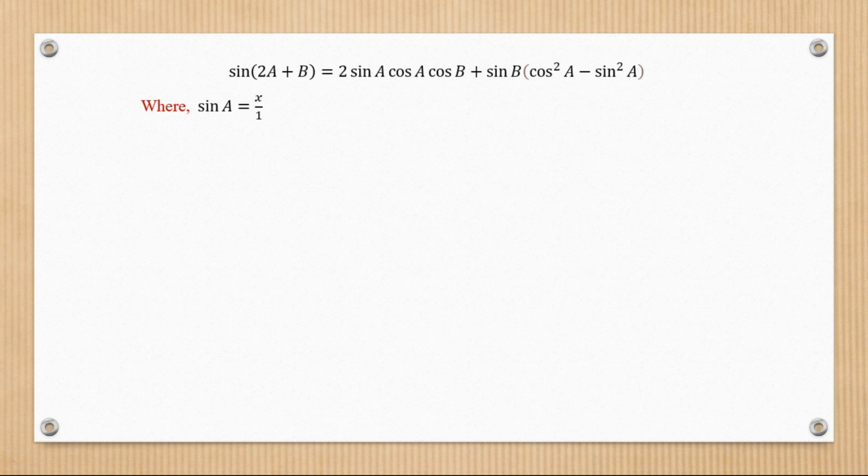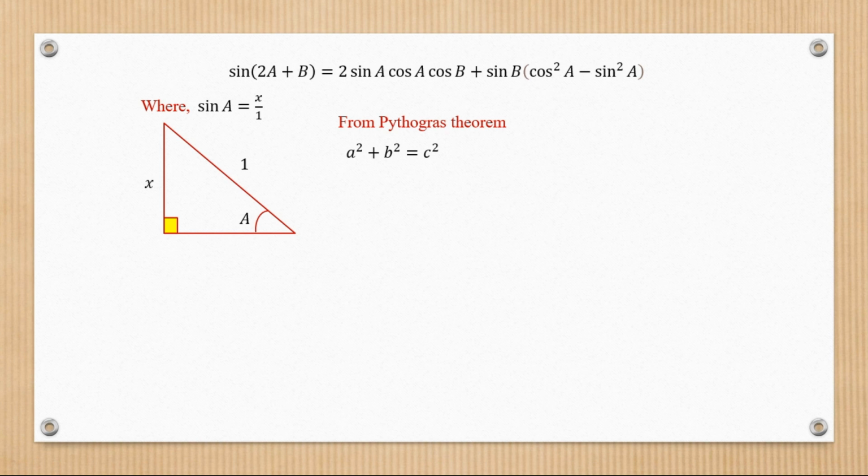So now where sine of A is x, remember that we can represent that as x over 1. Now in a right angle triangle, where we have an angle A, because sine of A means opposite over hypotenuse, it will mean that the opposite is x and the hypotenuse is 1. So from Pythagoras theorem, we have a squared plus b squared is equal to c squared.